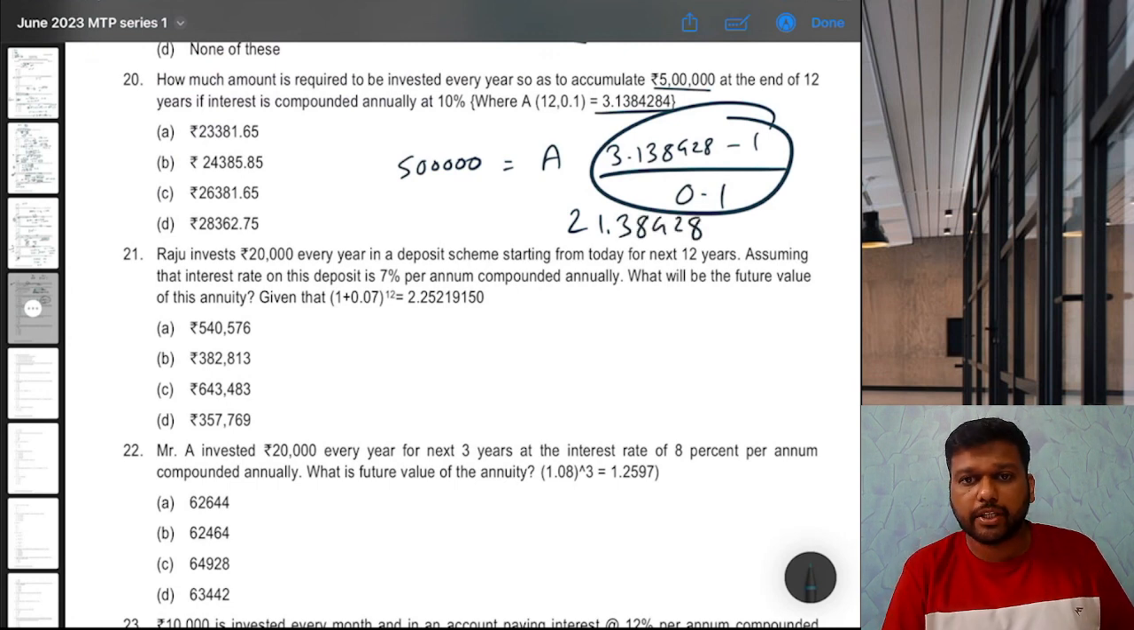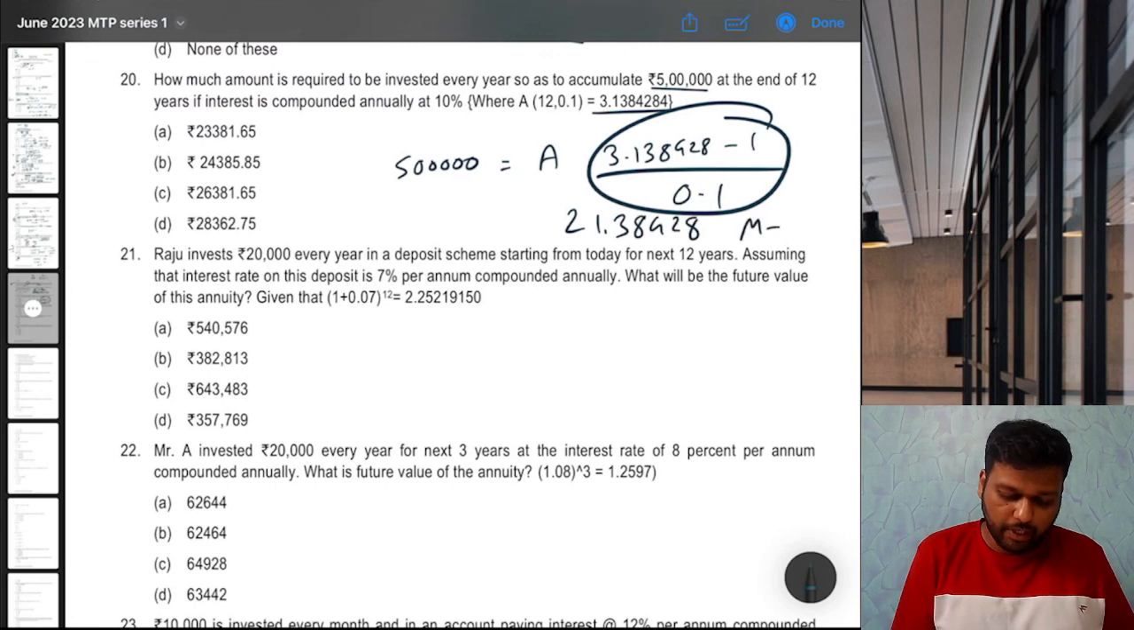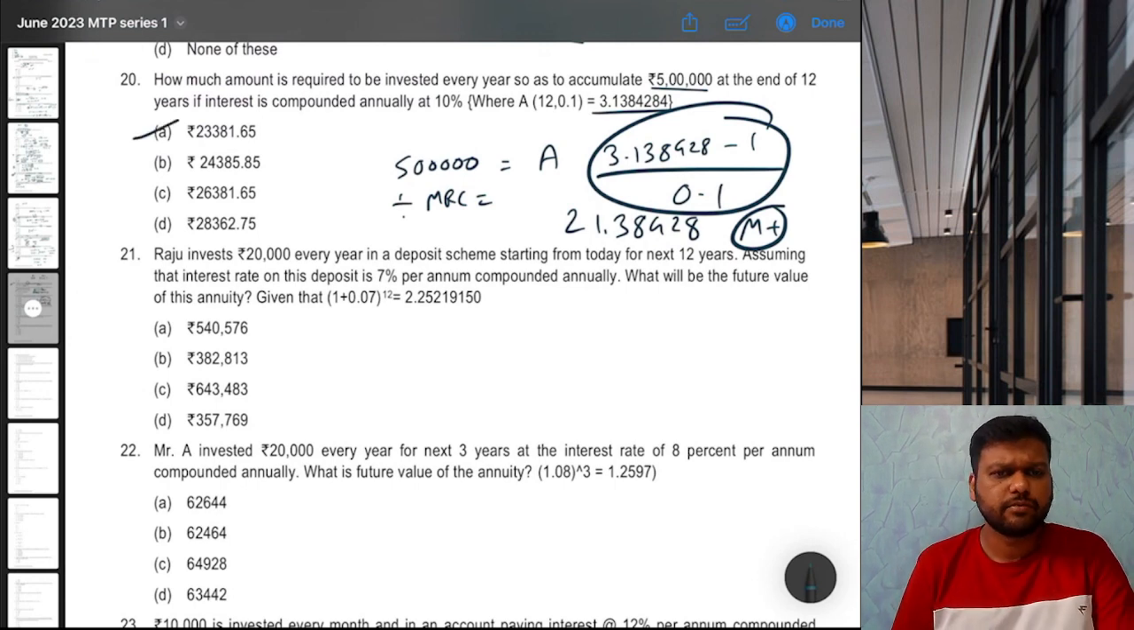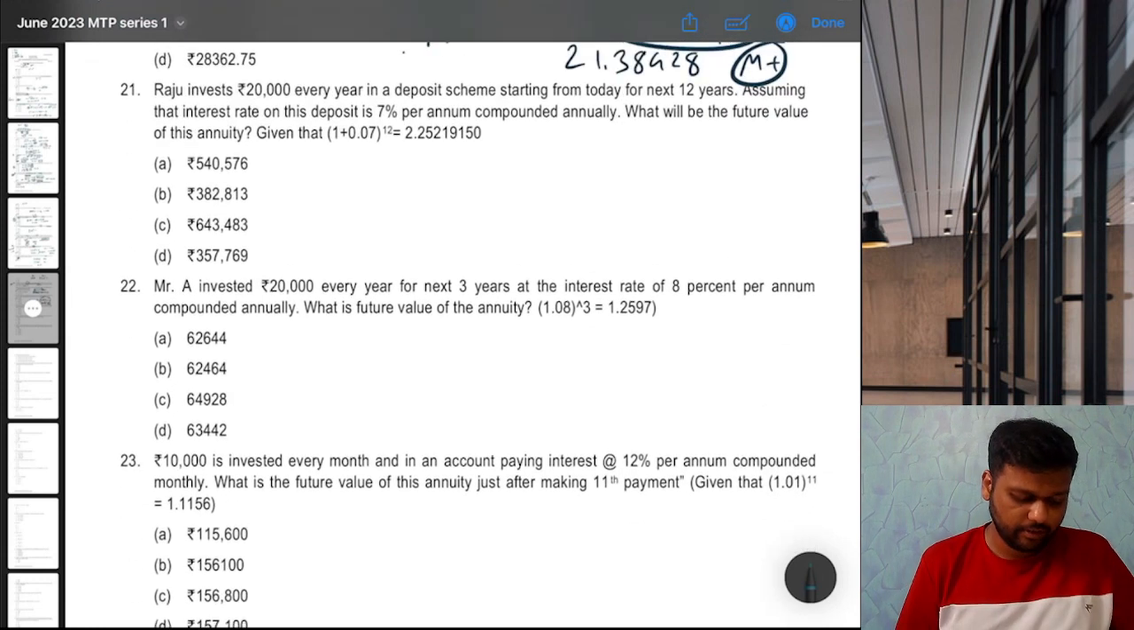21.38428. If you want, you can write it or do M plus. Then 5 lakhs divided by MRC equal to. That gives you 23381, option A. Or you can write it and solve, no matter.